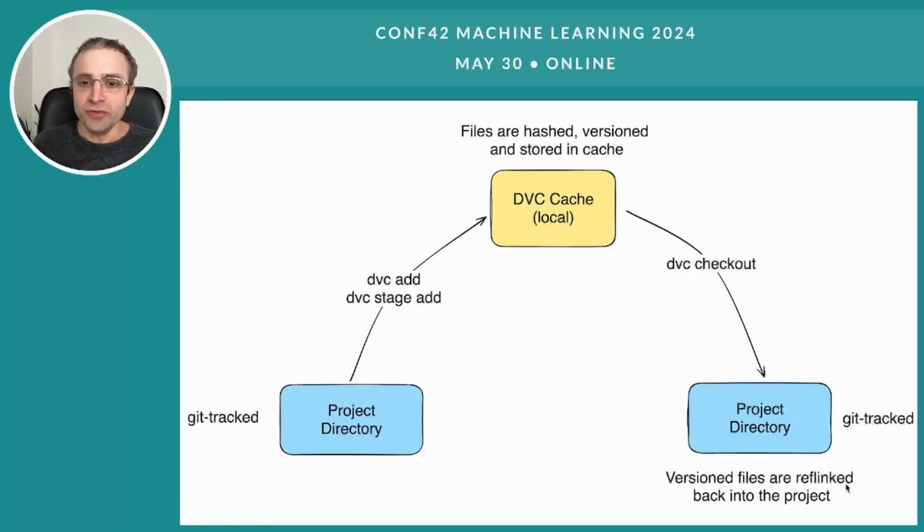And when we do a dvc checkout, DVC will pull that file from the cache and link it into our working directory. So we can have different branches in our Git repository, each with different .dvc files pointing to different datasets, and all the datasets will be stored eventually in the cache, and we will pull from the cache using dvc checkout the correct files every time.